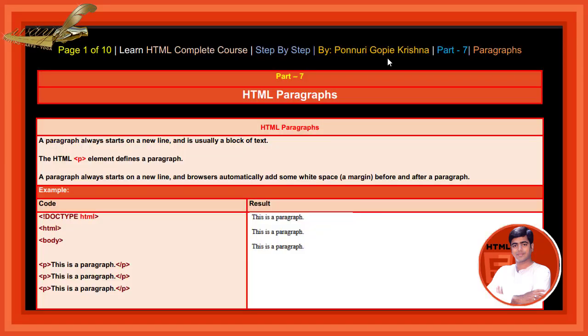In this session, let us learn about HTML paragraphs. A paragraph always starts on a new line and is usually a block of text. The HTML p element defines a paragraph. A paragraph always starts on a new line and browsers automatically add some white space, a margin before and after a paragraph. See the example code and the result.